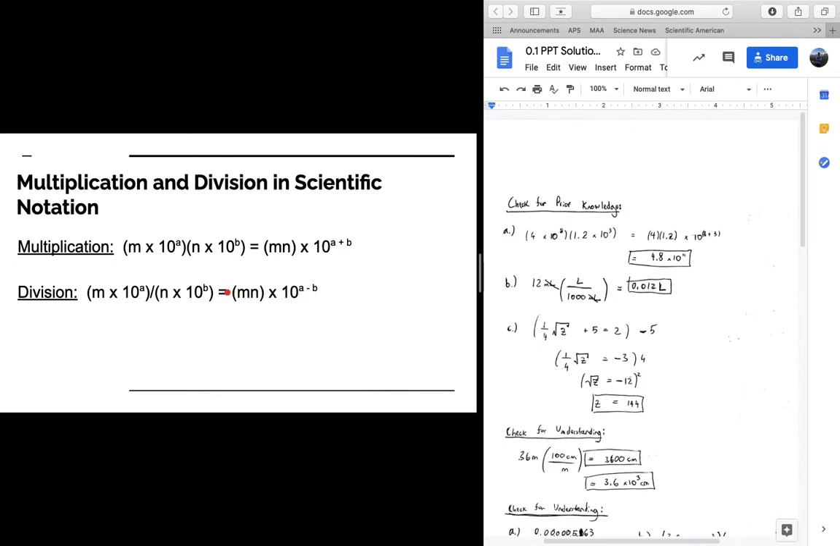So in this case, when we divide now, we're going to subtract the order of magnitude in our denominator from the order of magnitude in our numerator.